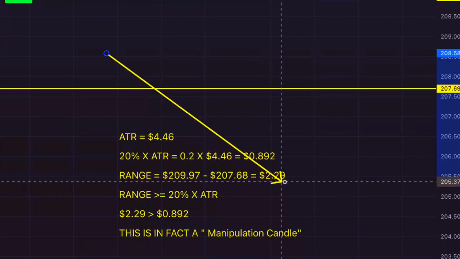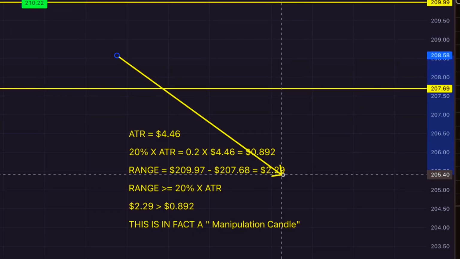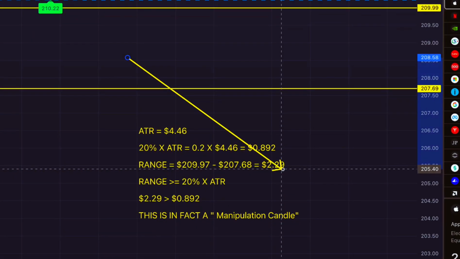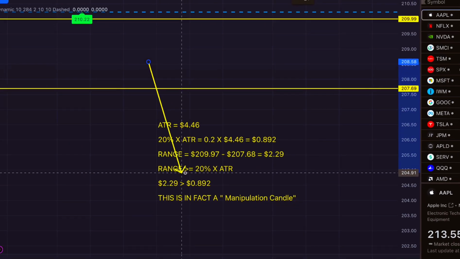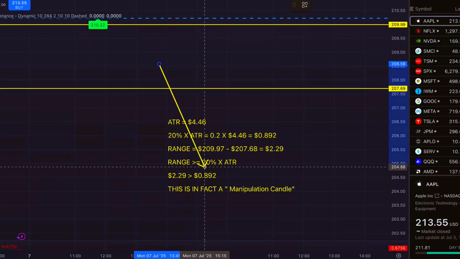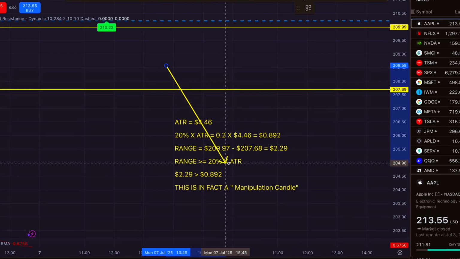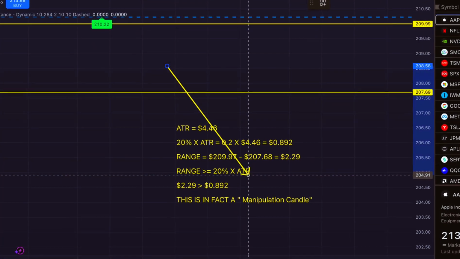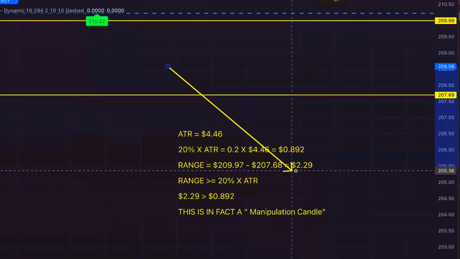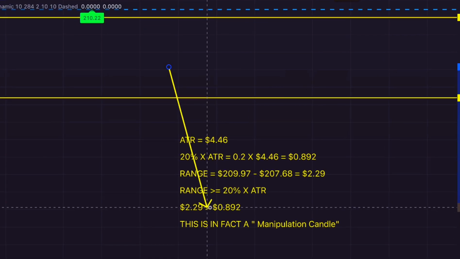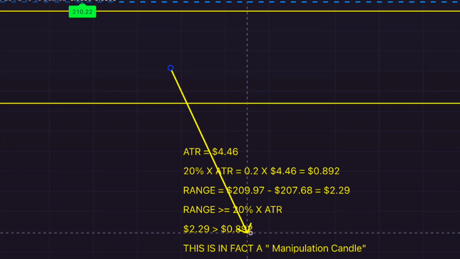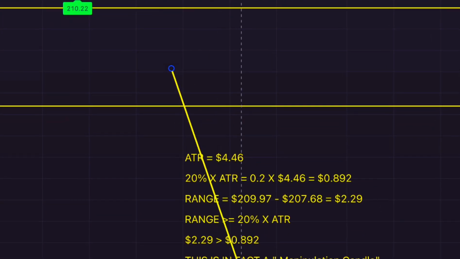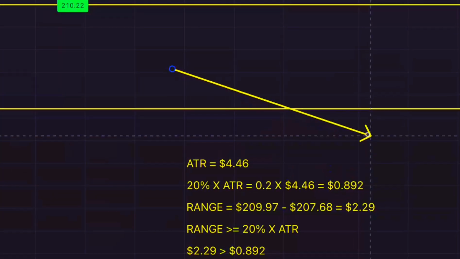Okay, so now let's verify if our condition has been met. The range has to be greater or equal to 20% times the ATR. So we see that $2.29 is greater than $0.89. So this is in fact a manipulation candle.